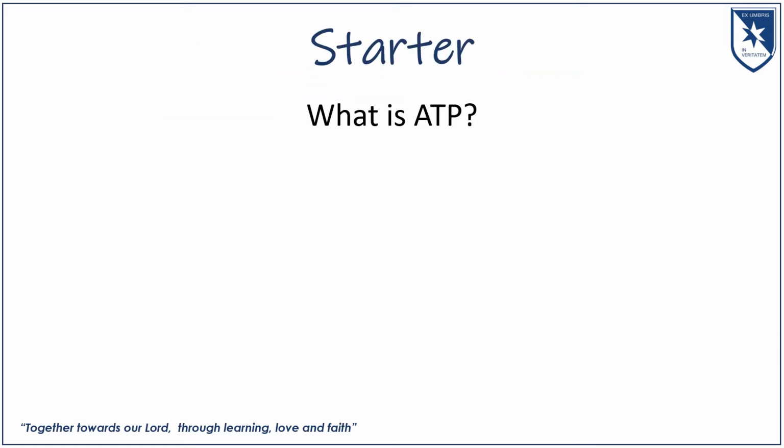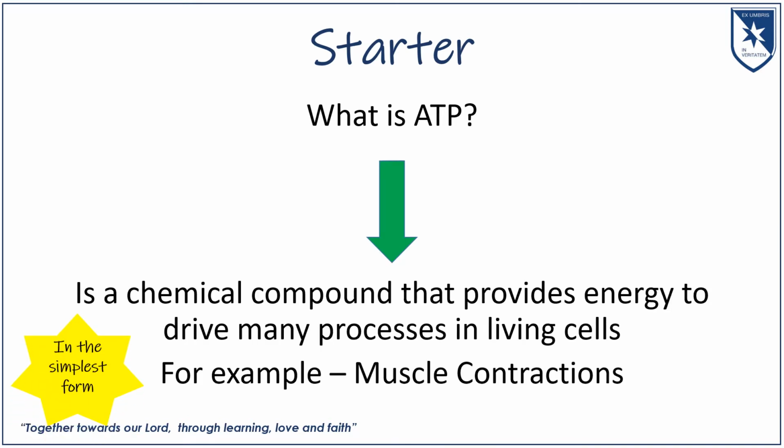So let's get started. The first thing we need to consider and look at is what actually is ATP. In the simplest form, ATP is a chemical compound that provides energy to drive many processes in living cells. So for example, any muscle contractions, any jumping, moving, breathing, hair growth, anything like that, we're going to need a compound that's going to drive and give us energy to be able to perform that process. And that is where ATP comes in.